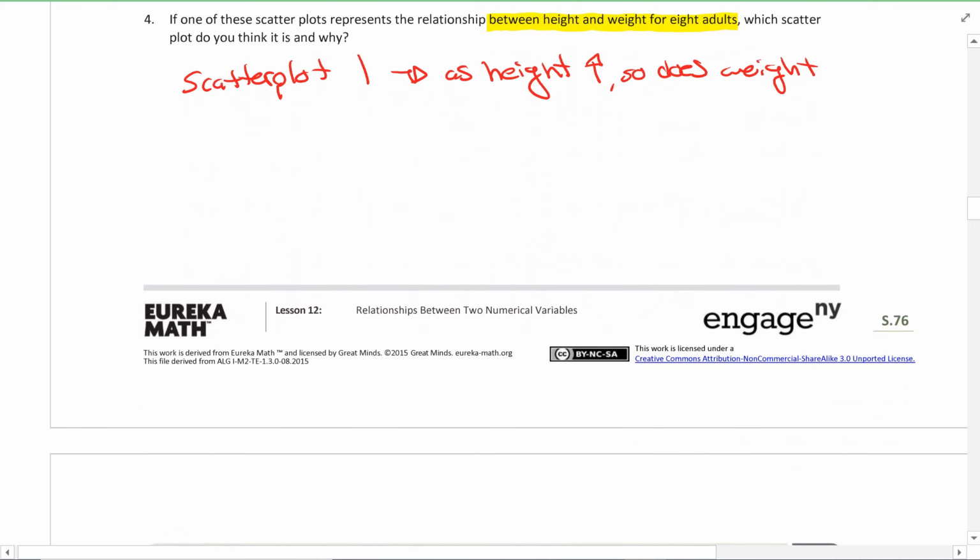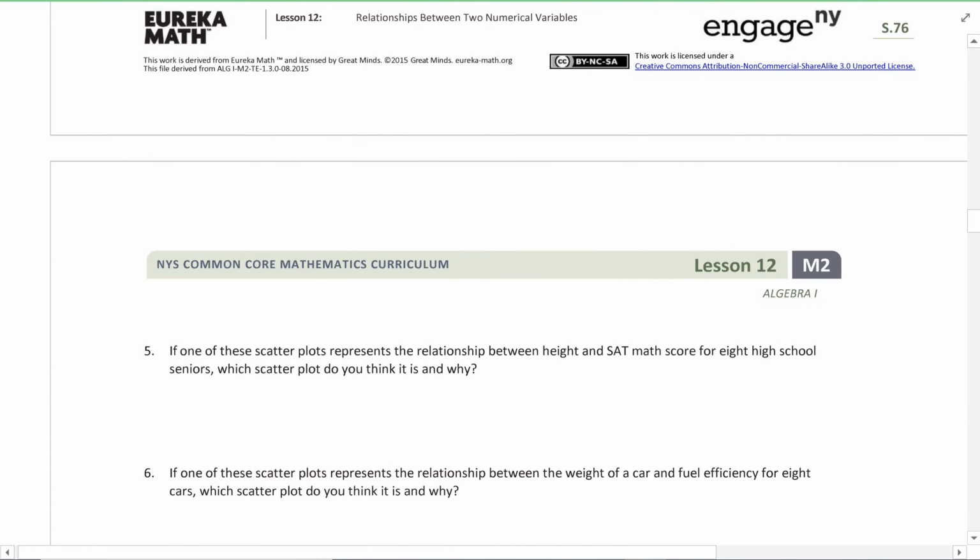If we look at number 5, if one of these scatter plots represents the relation between height and SAT math scores for 8 high school seniors, which scatter plot do you think it is and why? So again, think about what we're comparing. We're comparing the height of someone and their SAT math score. Now, clearly I'm 6'5", and my SAT math score was amazing, but I might be just an oddity.